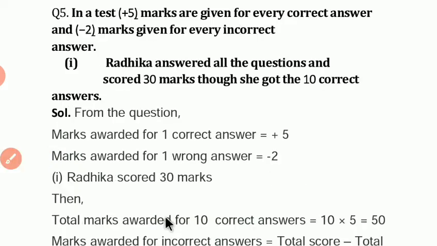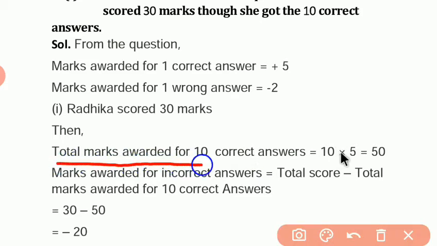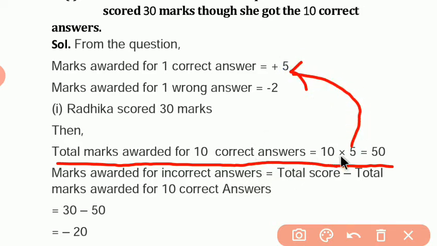So first one, Radhika scored 30 marks. And how many correct answers has she done? 10. So then total marks awarded for 10 correct answers will be how much? 10 into 5. Why have we multiplied by 5? Because marks awarded for one correct answer is 5. So for 10 correct answers, it will be 10 into 5. So 10 fives are 50.